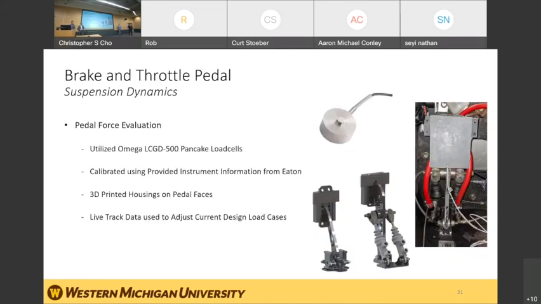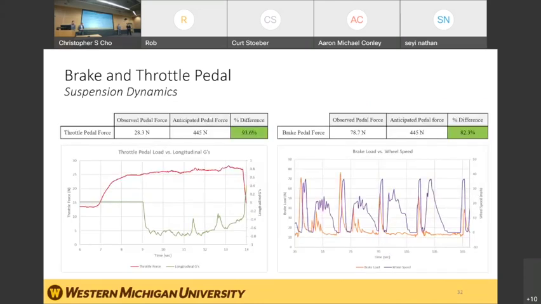Our current pedal box is designed around a worst case load applied to each pedal base of the throttle and the brake. To verify this load, we installed an Omega pancake load cell on each pedal base, which was held by a custom 3D printed part seen here on the right. The data was then collected during all on-track data to see when the largest force was applied and how much that force was. From the data, it was found that the pedal reached its maximum force during an acceleration and the maximum force during a braking event, as you would suspect.